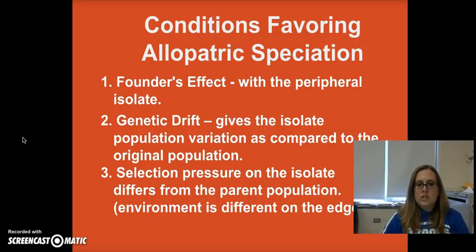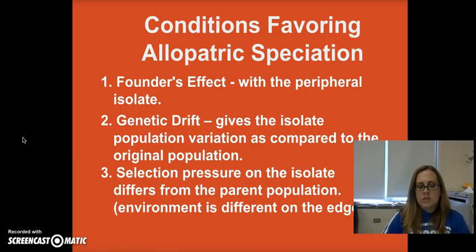So there are certain conditions that favor allopatric speciation. Founder's effect with the peripheral isolate is one. Genetic drift gives the isolate population variation as compared to the original population. And then you also have selection pressure on the isolated population that differs from the parent population. And this is seen a lot on the edges of habitats.